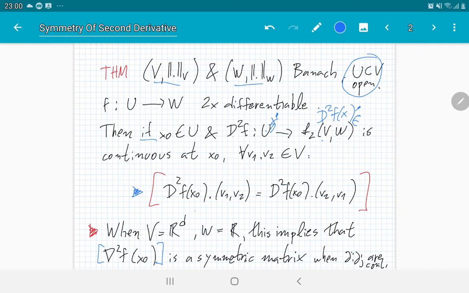So in order for the second derivative to be continuous at x naught, you need the partial derivatives to be continuous at x naught. And if that's the case, then the Hessian matrix has to be symmetric. Which really means that, taking a partial derivative with respect to i or with respect to j, the order is not going to matter.